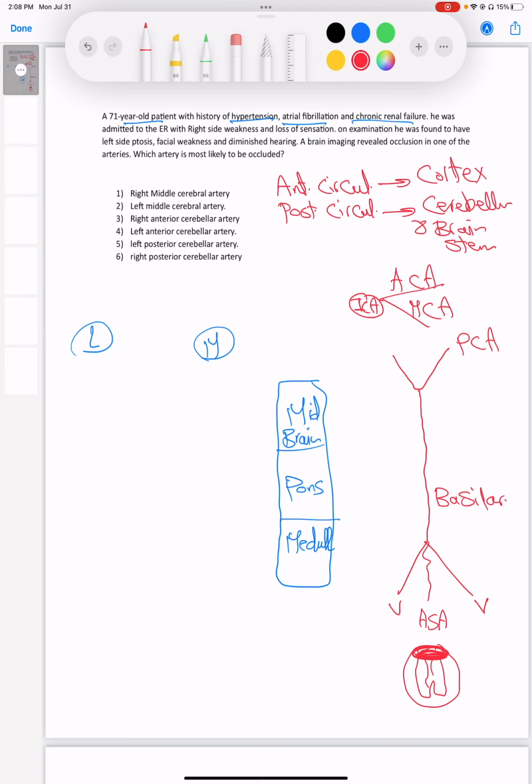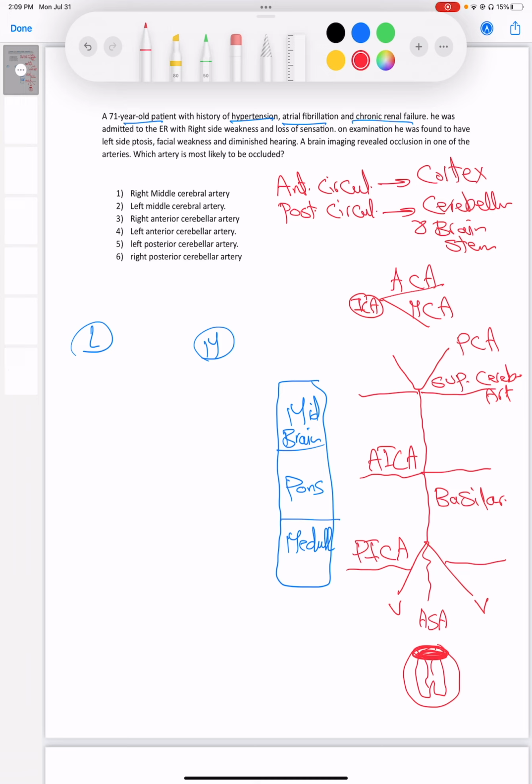Then after that we have here the superior cerebellar artery. So if we have superior cerebellar artery, then we have inferior cerebellar artery, right? Actually, we have two inferior cerebellar arteries. One is here, and it's called AICA, or anterior inferior cerebellar artery, and the other is here, which is PICA, or posterior inferior cerebellar artery.